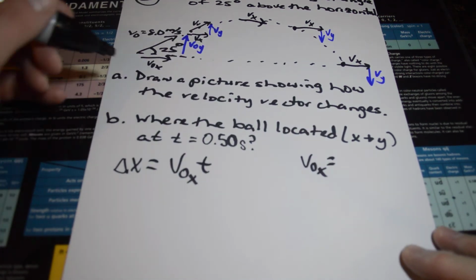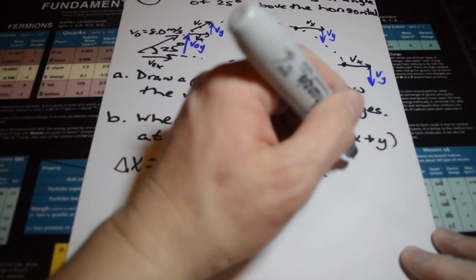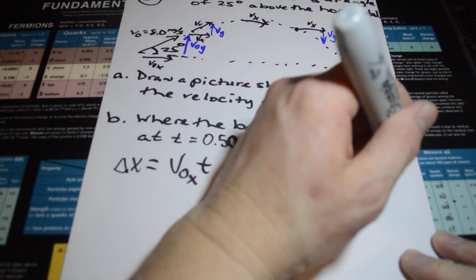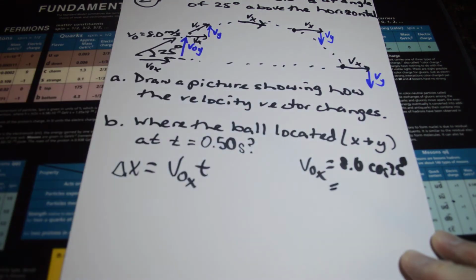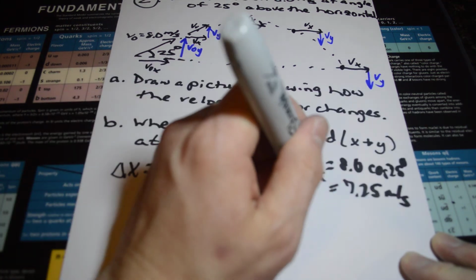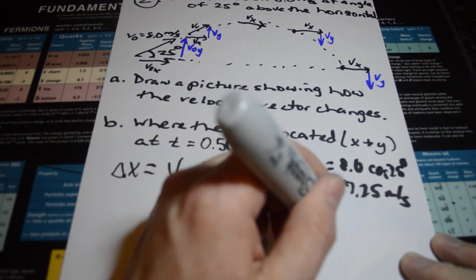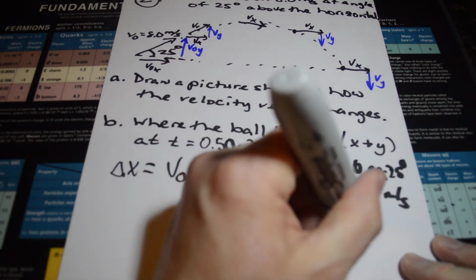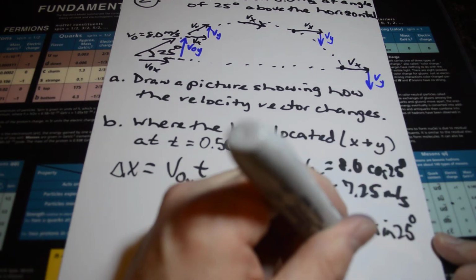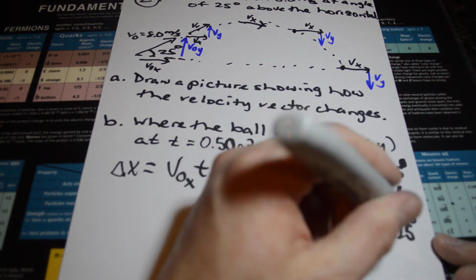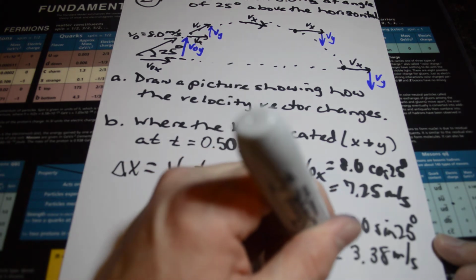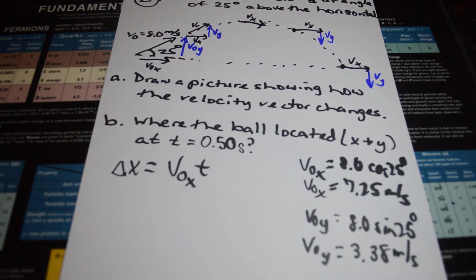And remember that you take v naught as 8, and you multiply by the cosine of the angle of 25 degrees. If you do that, you get 7.25 meters per second in the x direction. So that's v naught x. V naught y is going to be 8.0 times the sine of 25 degrees. When I do that calculation, I got 3.38 meters per second. So v naught x is 7.25 and v naught y is 3.38.